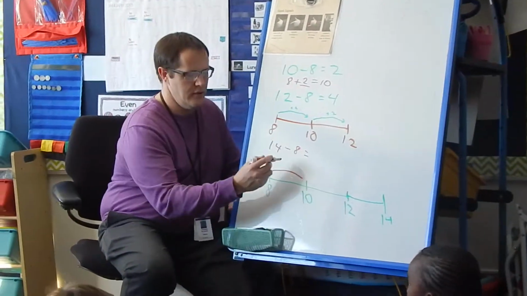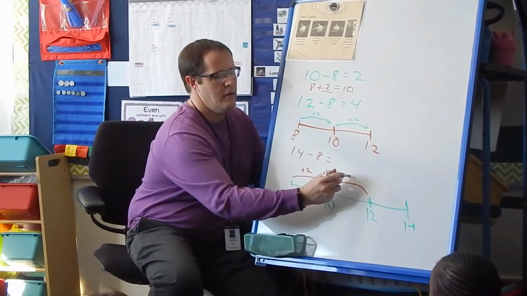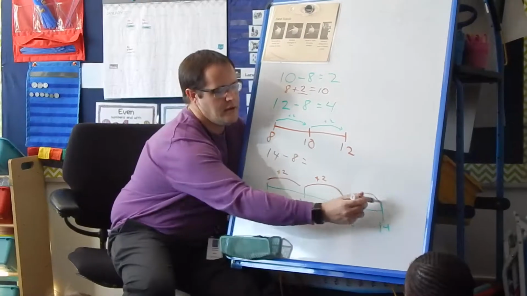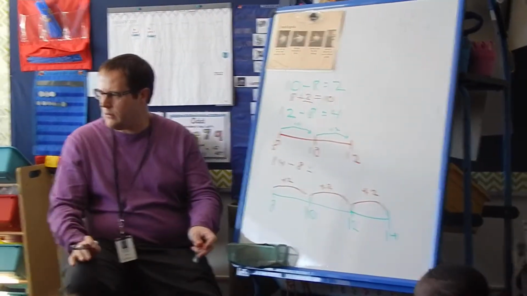So let's do a jump of 2. Ready? There's 1. Let's do a jump of 2. That's 2. Let's do a jump of 2. That's 3. Is that all we need, our 3 jumps of 2? Yes.